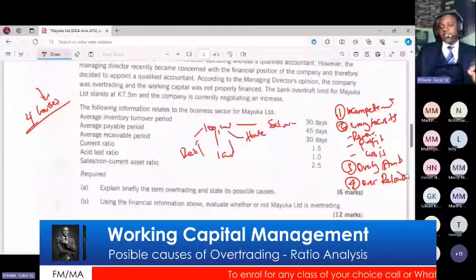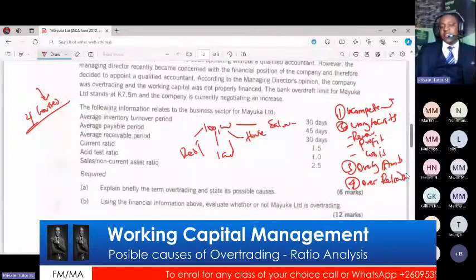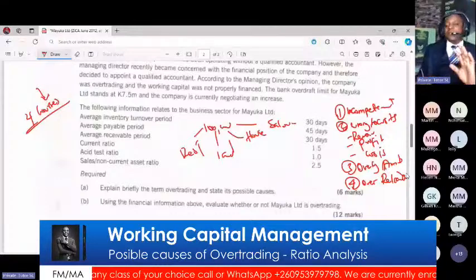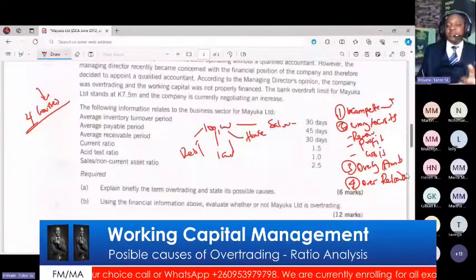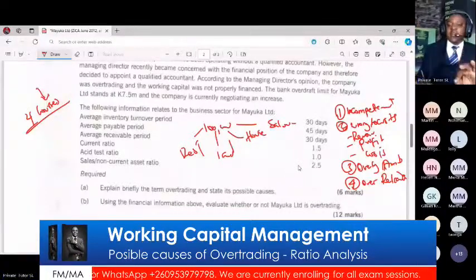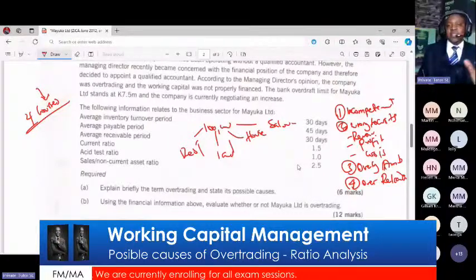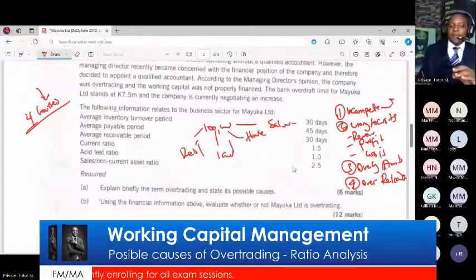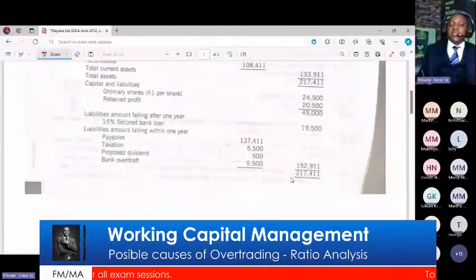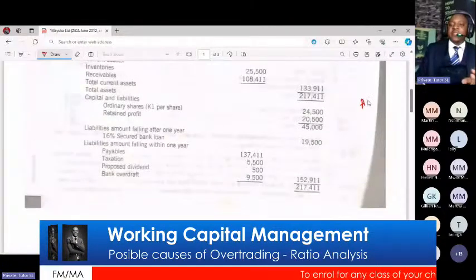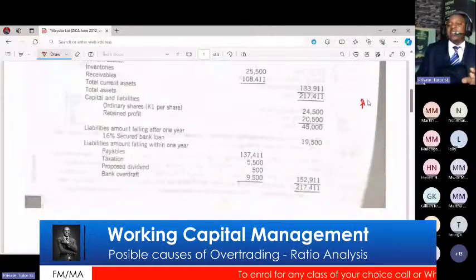But what I want you to understand is what could be the telltale signs of overtrading. As a financial reporter, financial manager, management accountant, as an analyst, you must understand this. Look at the company's SFP, and then look at their capital structure. When I talk about capital structure, I'm talking about assets, capital, and liabilities. This is the capital structure.